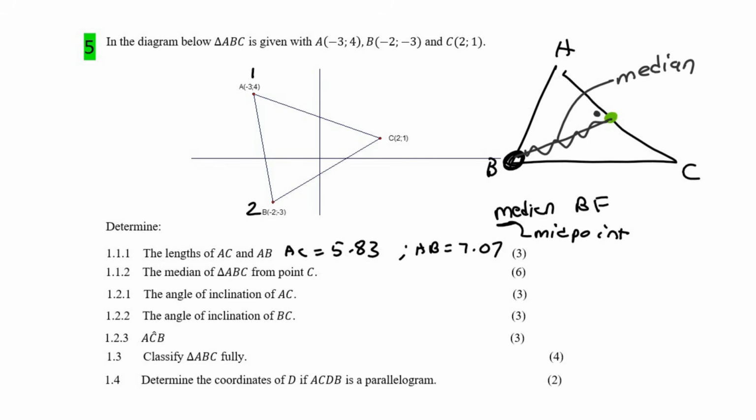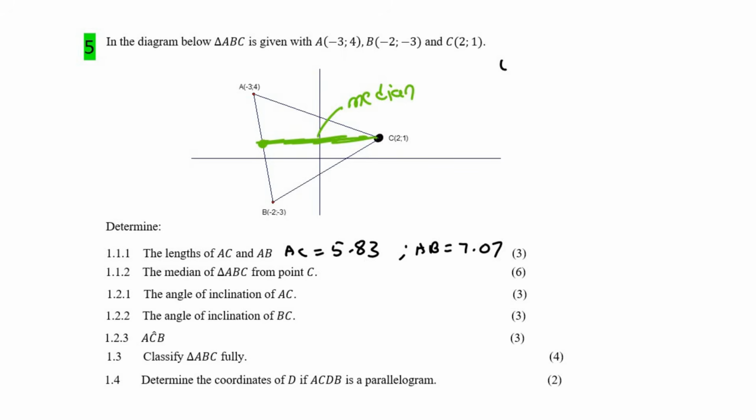So what they're saying here is that they want the median of triangle ABC starting at point C. Okay, so it starts at point C, and then it would go to the opposite side, and it would connect that opposite side at its midpoint. Now that midpoint would probably be somewhere over there. We'll have to calculate that point probably. And then that line that connects them, that is the median. Okay, so this is the median.